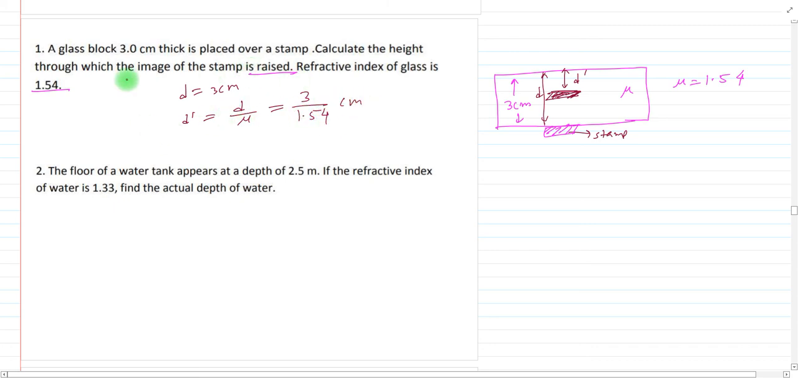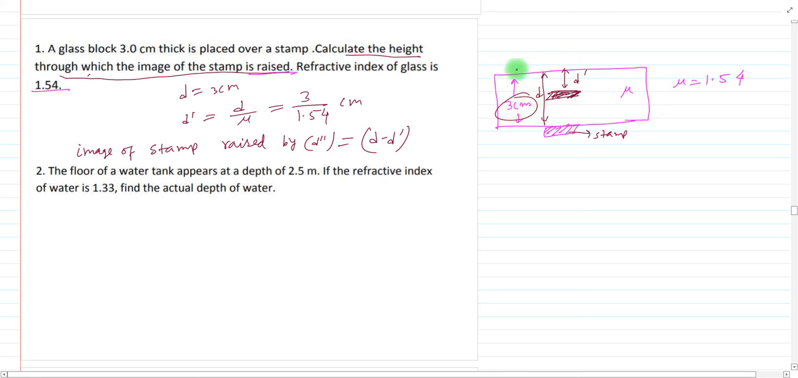So here it is written, calculate the height through which the image of the stem is raised. So the image of the stem is raised by, suppose, d double dash equals d minus d dash. The actual depth is 3 centimeter, and the apparent depth is 3 by 1.54 centimeter. So the height raised, this one, is d double dash, so d double dash will be 3 minus 3 by 1.54 centimeter. Now this can be calculated.